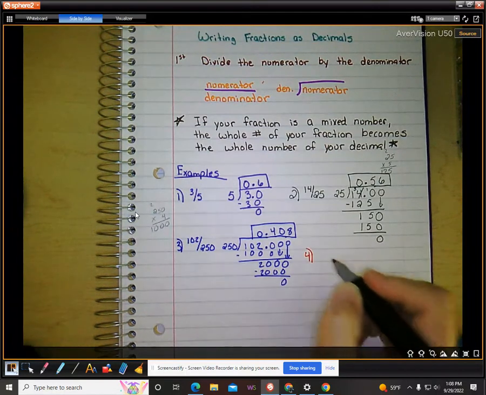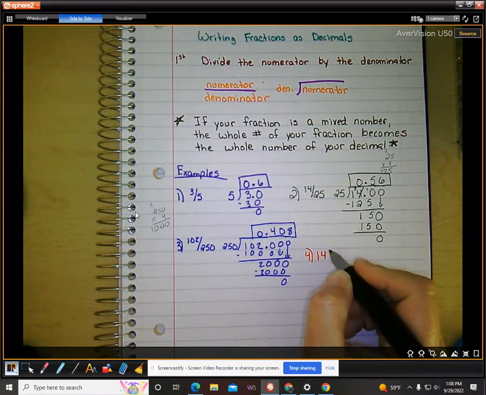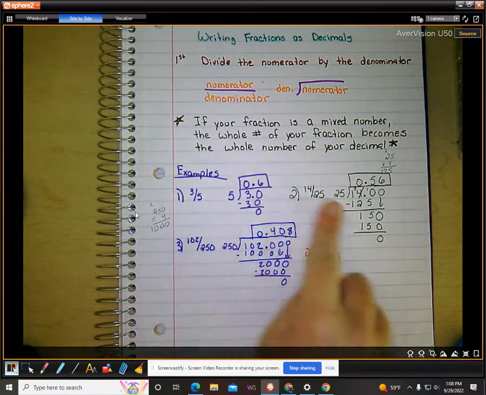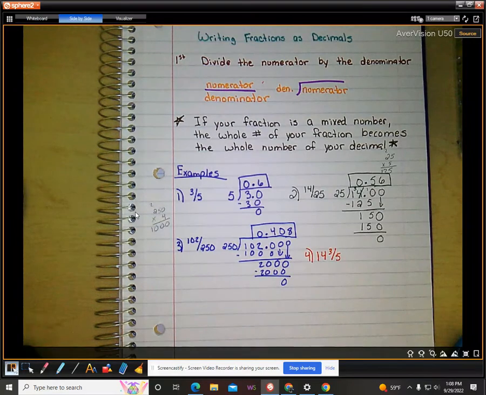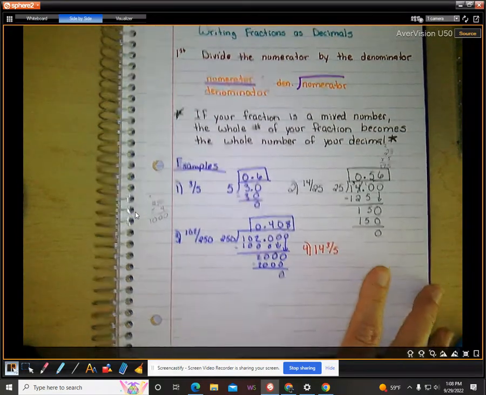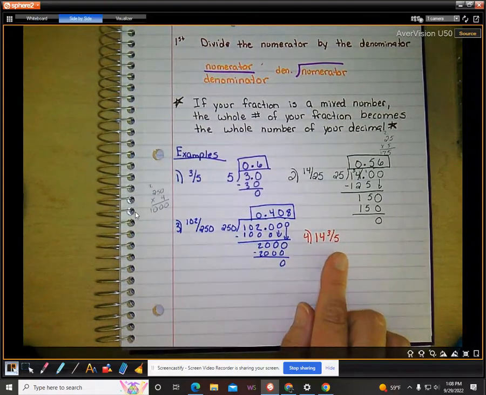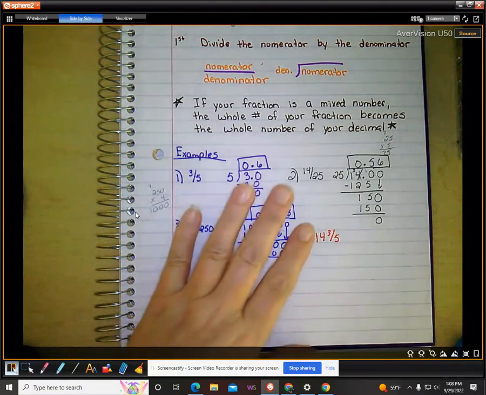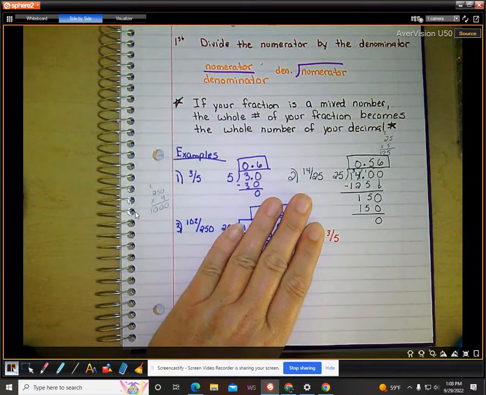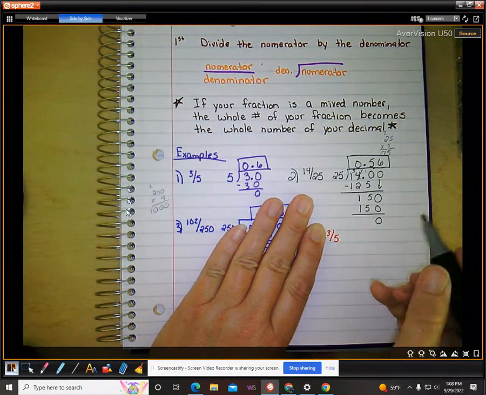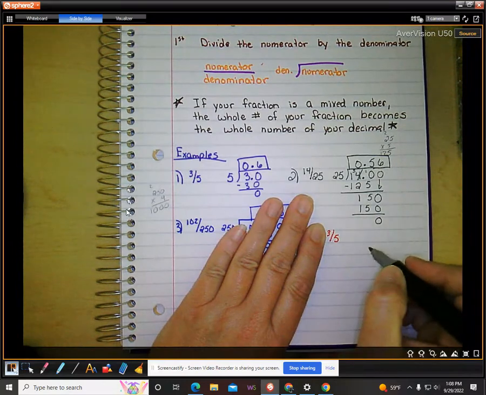All right. Now, number 4 is different. This is a mixed number. So if you notice, 1, 2, and 3 were just fractions, numerator, denominator. Number 4 now we're looking at mixed numbers. So you've got a whole number and you've got a fraction. Anytime you have a mixed number and you're wanting to change it to a decimal, you're going to ignore the whole number to start with, and you're just dealing with the fraction. Now, we did do this one before if you were paying attention.